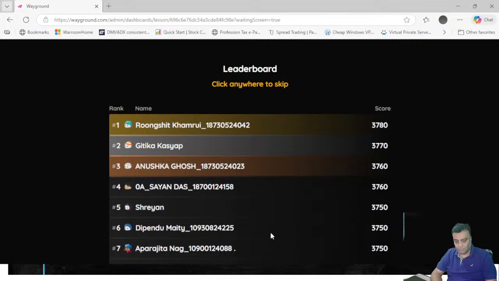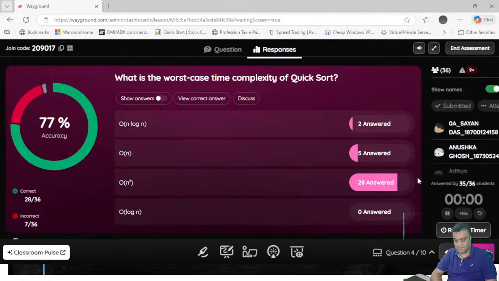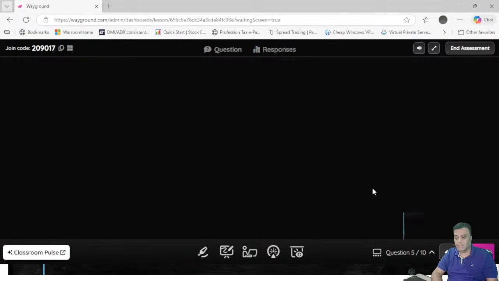Okay, so we have Rumshit, Gitika, Anushka. Same set of 3 people. Worst case is n square. Again, you are not multiplying with the height of the tree or the work. In the worst case, it is a skewed right side tree. In the skewed right side tree, your total height becomes n. It is no more n log n or log n. So there are n elements means your height will become n. But at each layer, you have to do n work, n work, n work. Multiply by n, so it becomes n square. So these 5 people, please correct that understanding. It has to be n square.